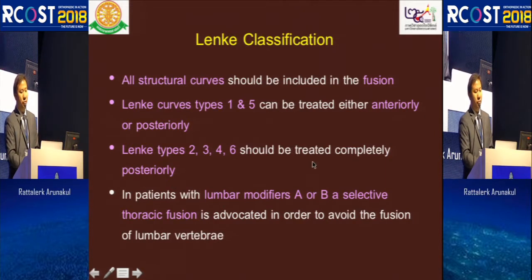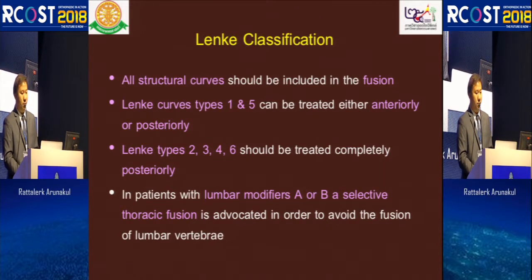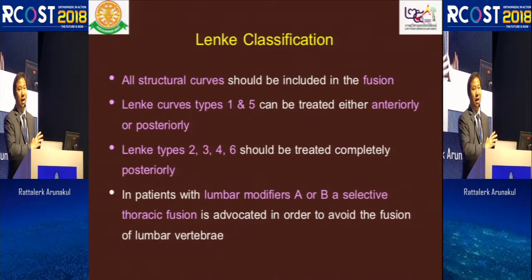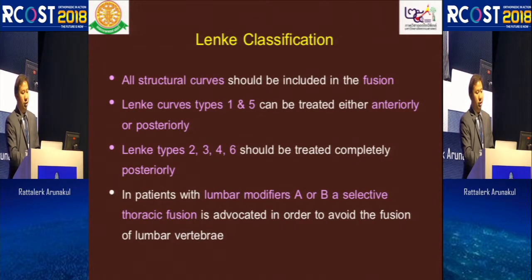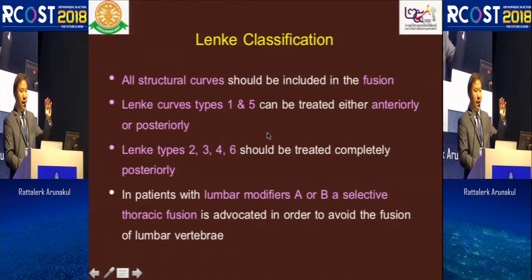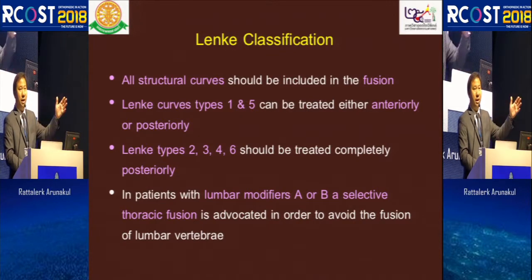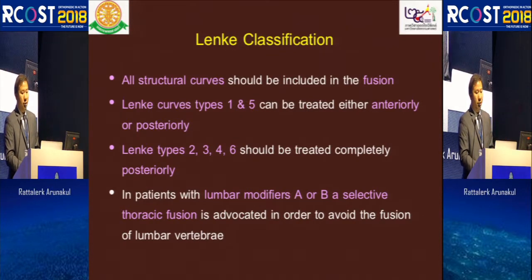So the principle of the Lenke classification is that all structural curves, which is the major curve or the curve that you do the side bending and it's still more than 25 degrees, should be included in the fusion. A Lenke curve type 1 and 5, which is just the main thoracic and the main lumbar, and other than that, the non-structural curve can be treated either anteriorly or posteriorly.